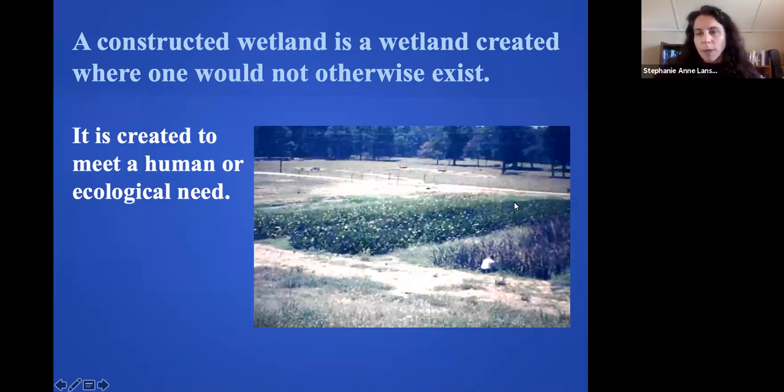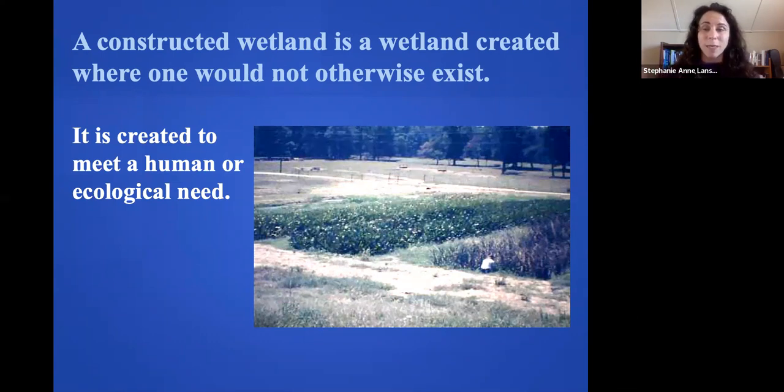So when we're talking about wetland design, we're talking about constructing a wetland or creating a wetland where one would not otherwise exist. When we design a wetland, we're creating a wetland in a place that wasn't one before. When we talked about Section 404 of the Clean Water Act with mitigating wetlands, you can't use an existing wetland. So this has to go in a place where there was not a wetland.